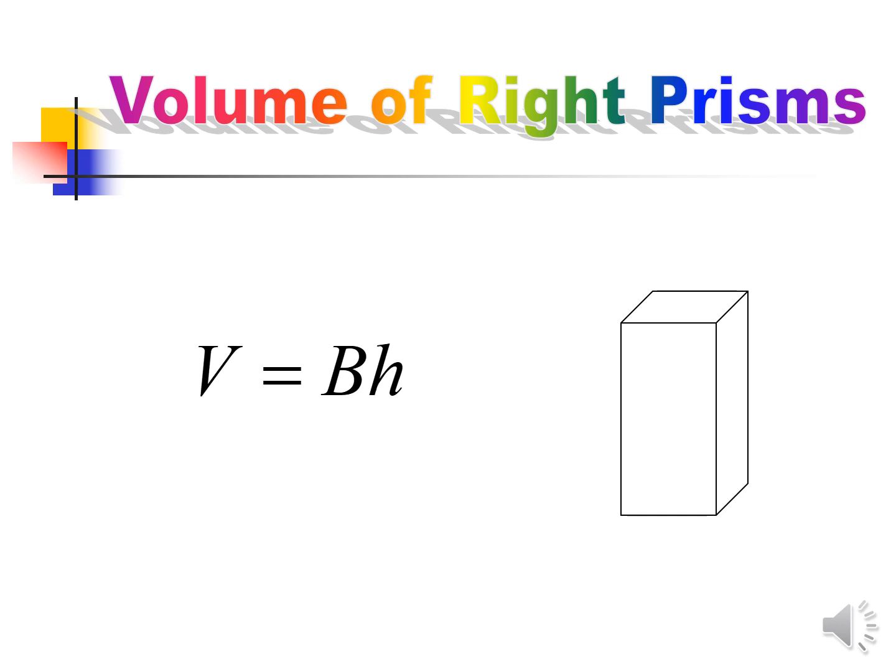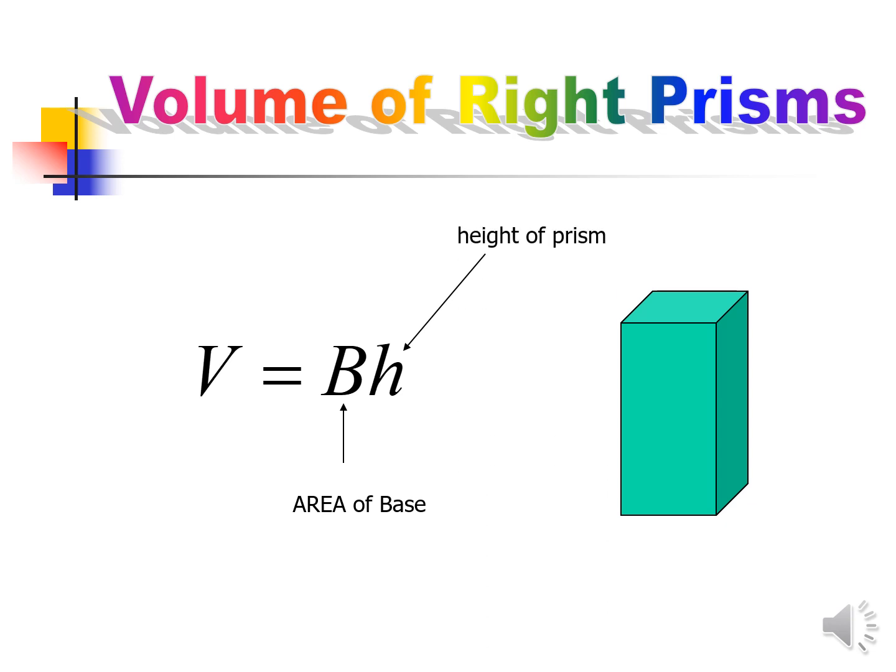Today we will be finding the volume of right prisms. Volume is how much space is being occupied inside three-dimensional shapes like this. To find the volume, we just follow the formula V equals BH. The B stands for the area of the base, depending on what shape the base is. And then the H stands for the height of the prism.